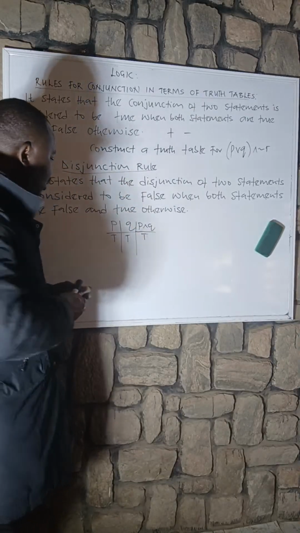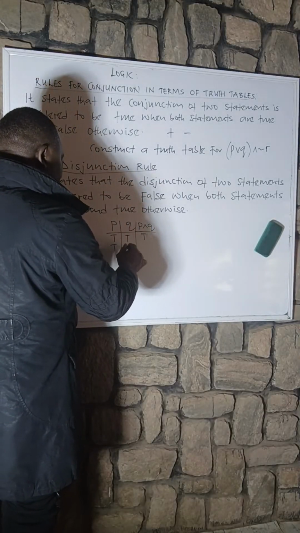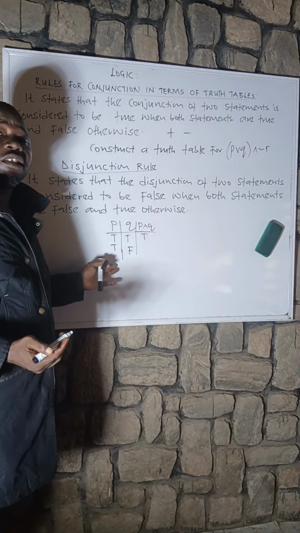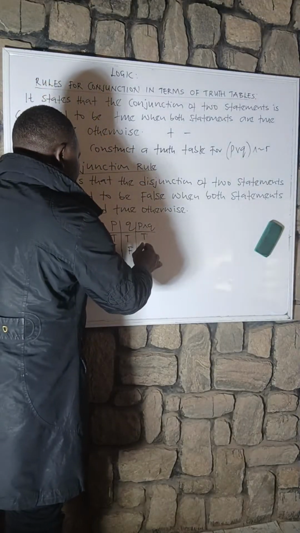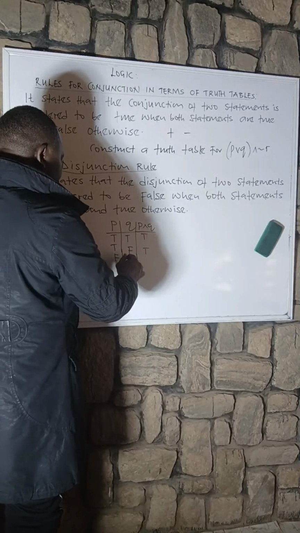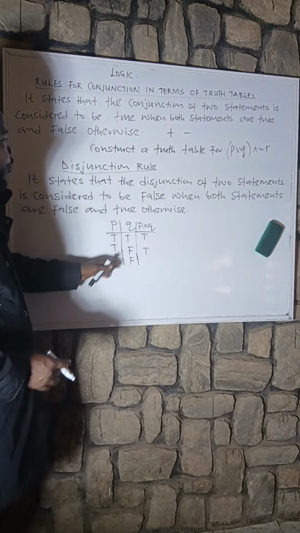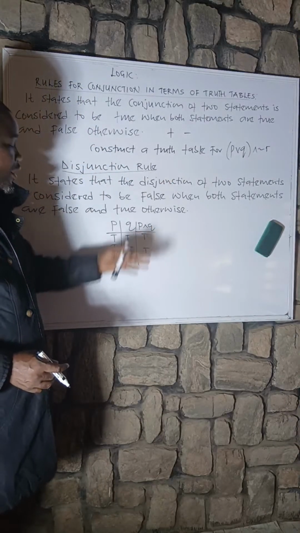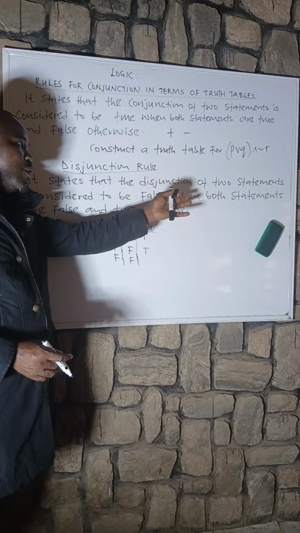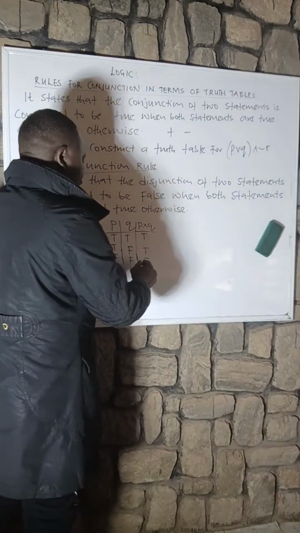Take note. Supposing here is true, false. It's the same thing, because both statements must be false for the result to be false. So here is true. But here, false, false. That is when we can now remember that the disjunction is considered to be false when both statements are false. This one is false, this one is false. So here will be false. So please take note.